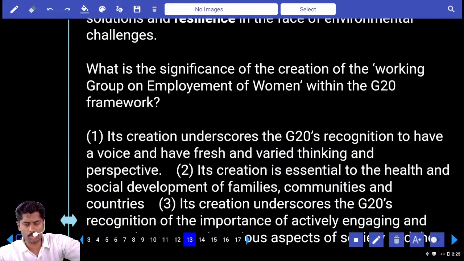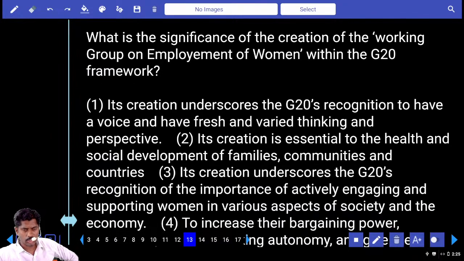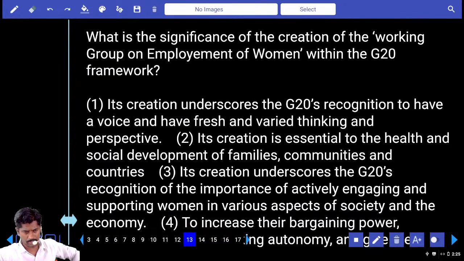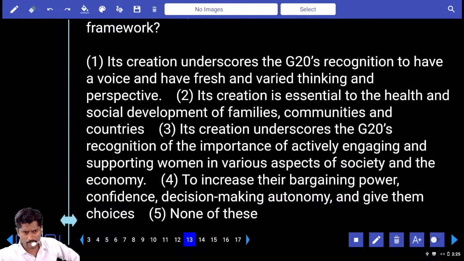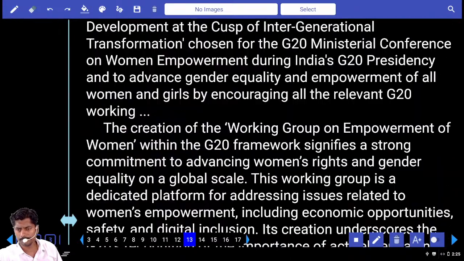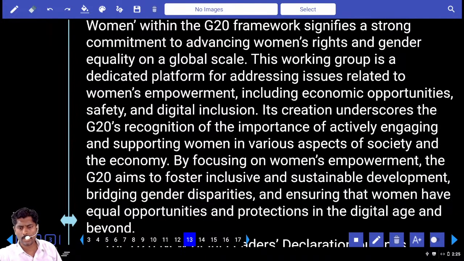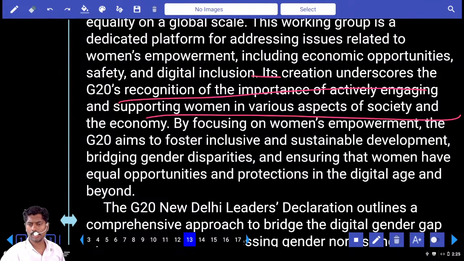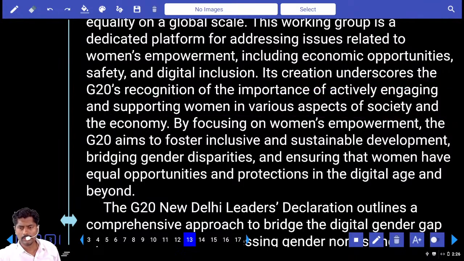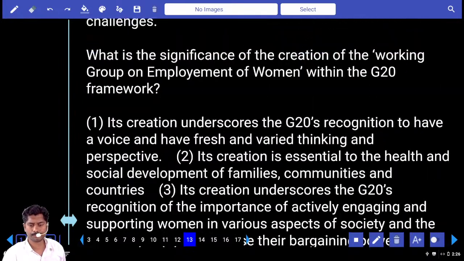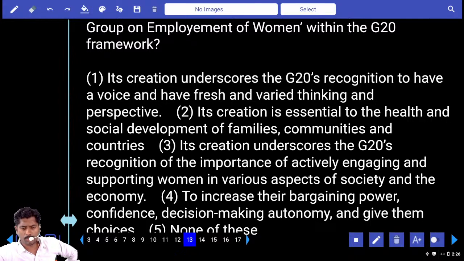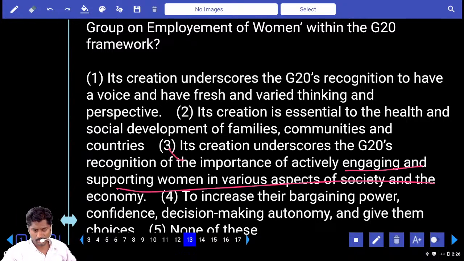What is the significance of the creation of the working group of employment and women within the G20 framework? Its creation underscores the G20's recognition to have voice and have fresh, varied thinking and perspective. Underscores. Its creation underscores and highlights the G20's recognition of the importance of actively engaging and supporting women. First one not correct. Its creation is essential to the health and social development of families, communities, countries, not sure. Its creation underscores the G20's recognition of actively engaging and supporting women. Answer third one.